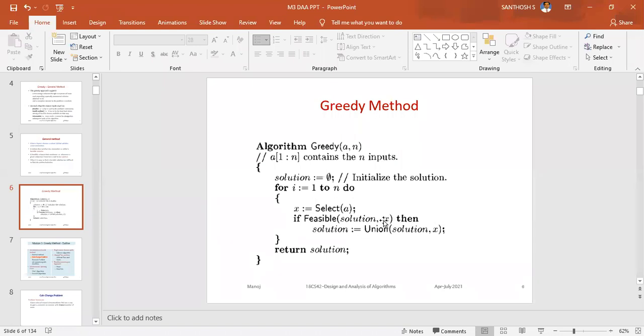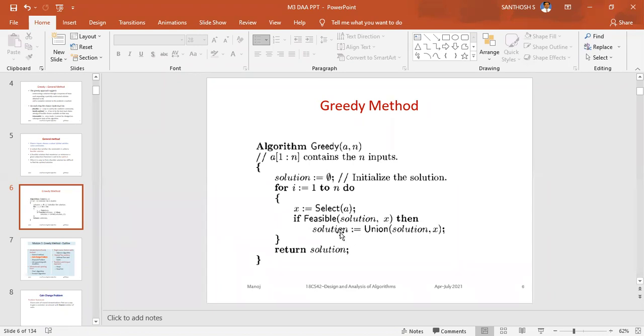Similarly, you do for x1 is done. Next, you put x2. If x2 is feasible with the solution, then you place it. That's why you have given it as union. You can remember this is a shorthand assignment operator we have taken: solution is equal to solution union solution comma x. So keep placing all the solutions into solution. Union we have taken.